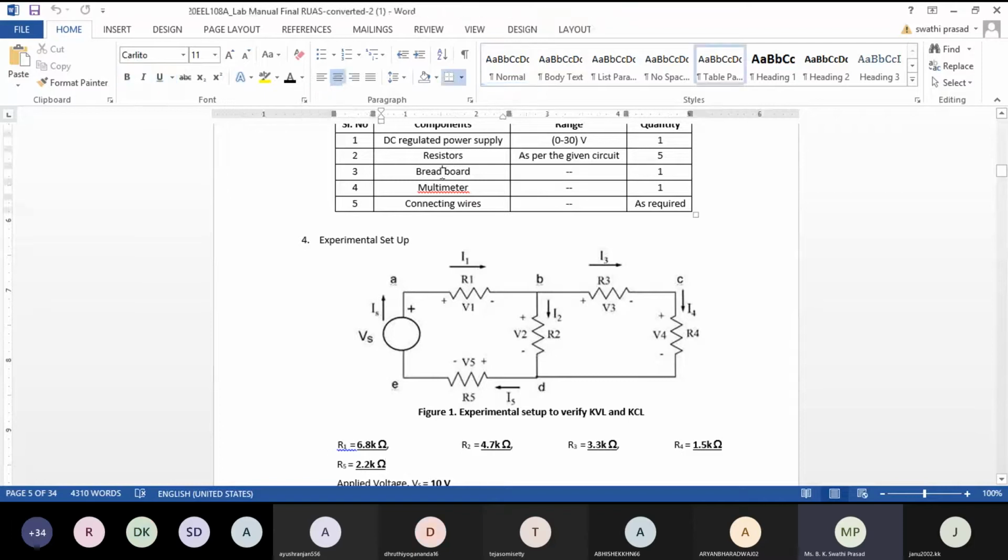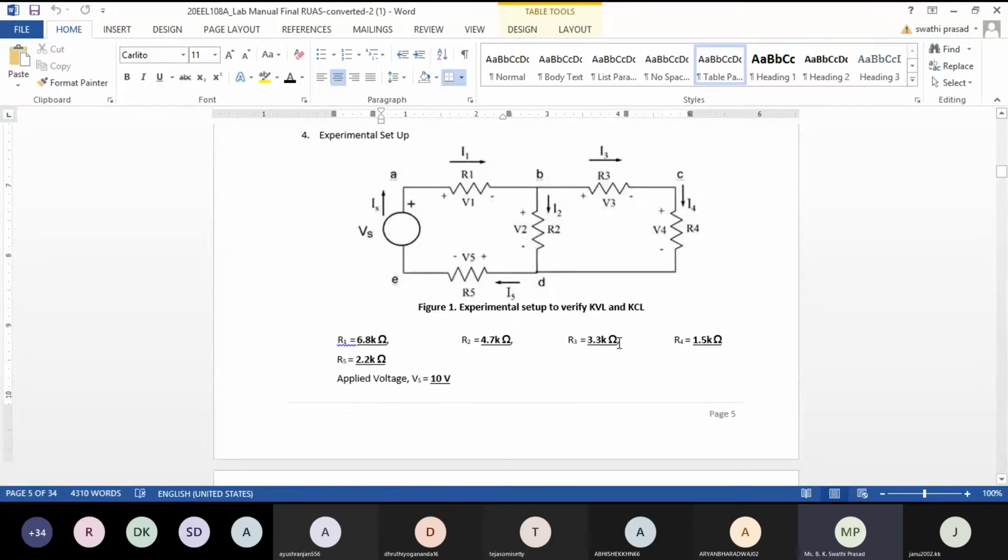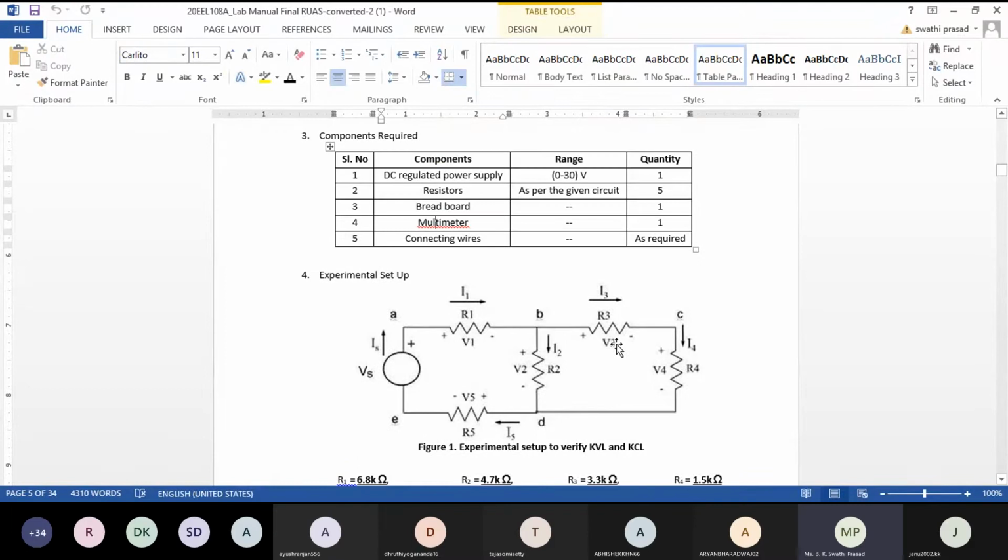A breadboard is used to make the circuit ready. Only one breadboard is enough, and you need connecting wires to connect the multimeter to measure the current, or you can even use an ammeter. There is no problem, but it depends on whether the current is in milliampere or kiloampere, and the rating of the ammeter. Otherwise, it is better to have a multimeter, which makes it very easy to measure the current across each resistor. Understood what I said? Yes, ma'am. These are the components used.